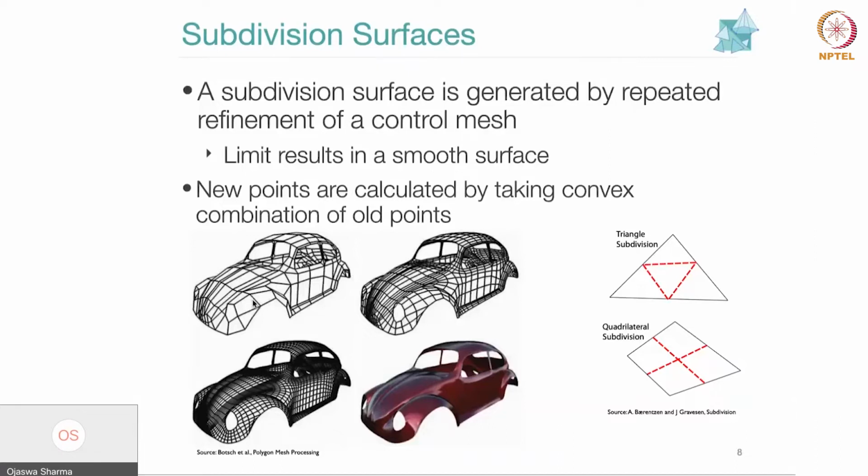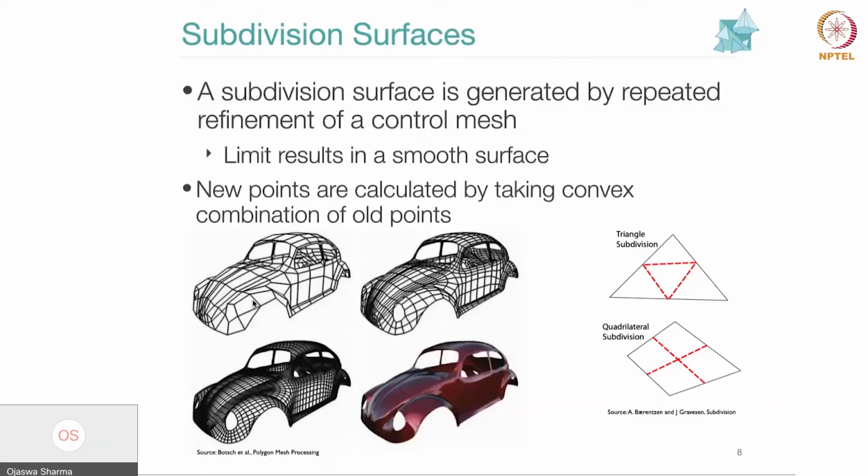So what is subdivision? Subdivision of a surface is repeated refinement of a coarse mesh, otherwise also known as a control mesh. In the limit, that is, if you keep on subdividing the facets, you get a smooth surface. Actually, you can prove that different types of algorithms will result in different types of smooth parametric surfaces. So Bezier and splines.